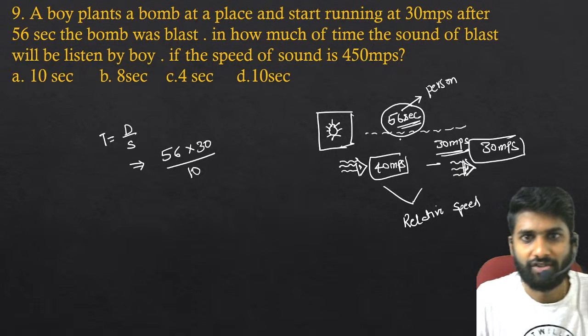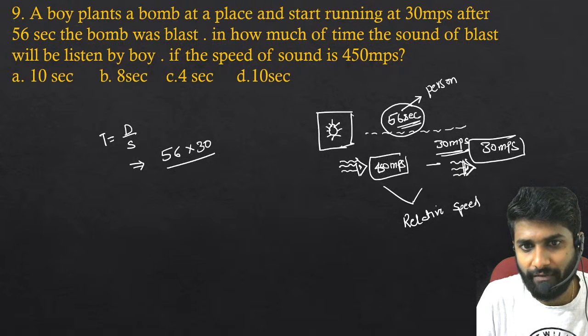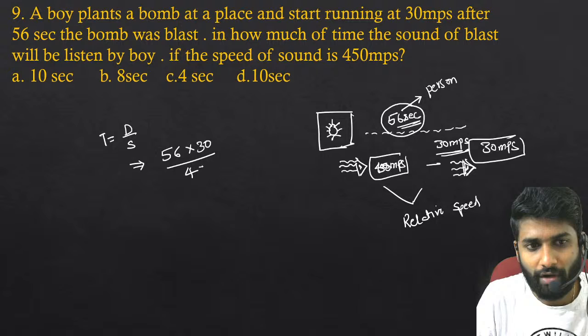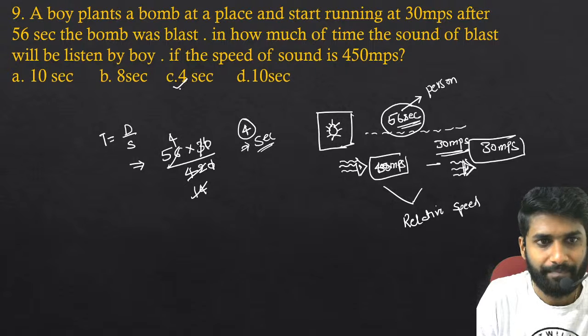So 450, sorry, it's not 40, guys, it's 450. So 450 minus 30 is equal to 420. Now you can cancel the zeros. 3 becomes 14 times, 14 becomes 4 times. It takes only 4 seconds to reach that person.